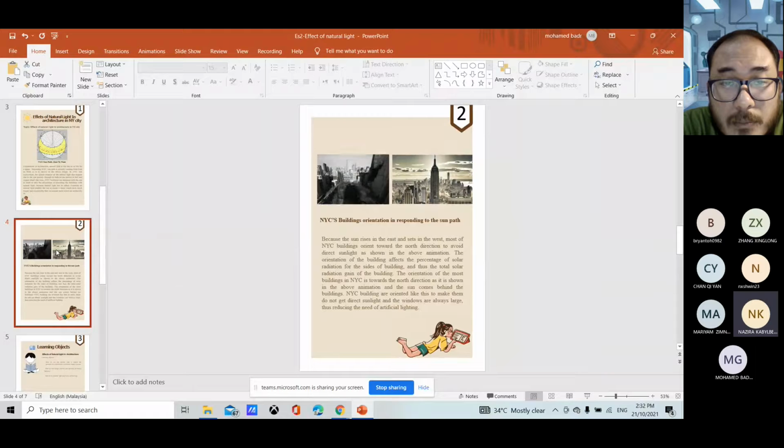Hello. Hi. New York's buildings orientation is responding to the sun path, because the sun rises in the east and sets in the west. Most of the New York buildings are oriented towards the north direction to avoid direct sunlight, as shown in the above animation. The orientation of the building affects the percentage of solar radiation for the size of the building, and thus the total solar radiation gain of the building. And the orientation of most buildings in New York is towards the north direction.